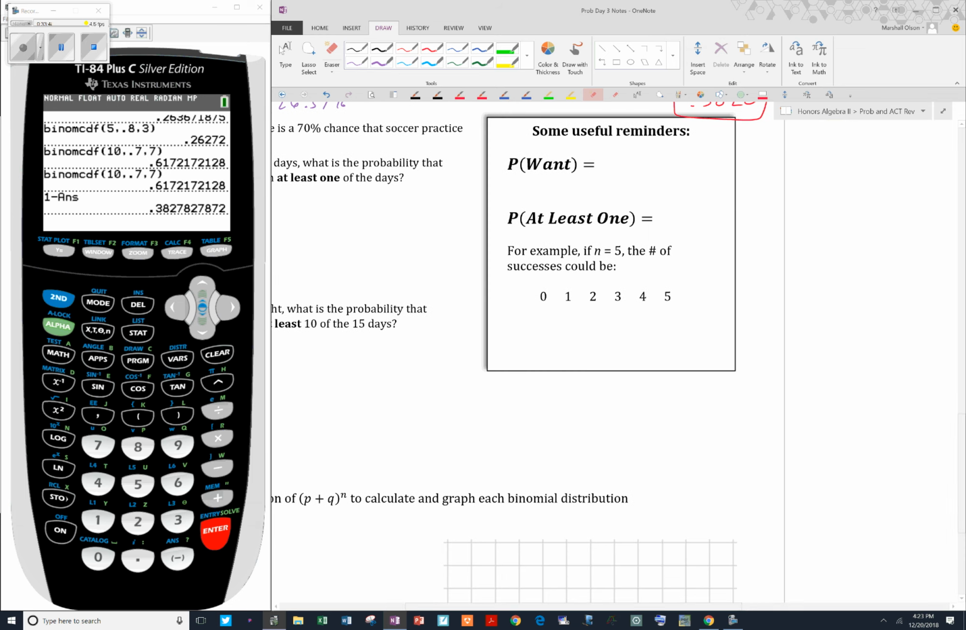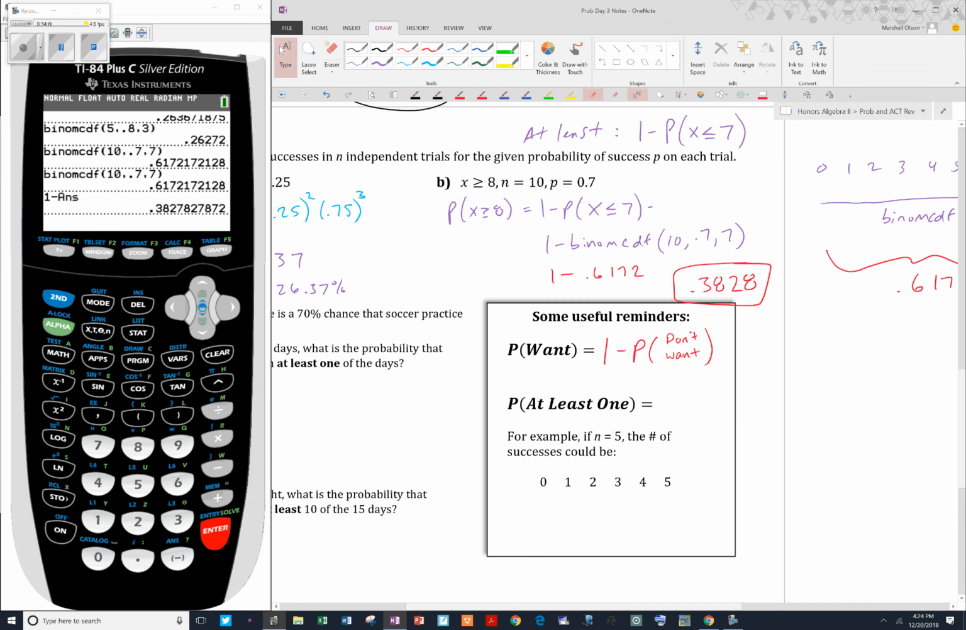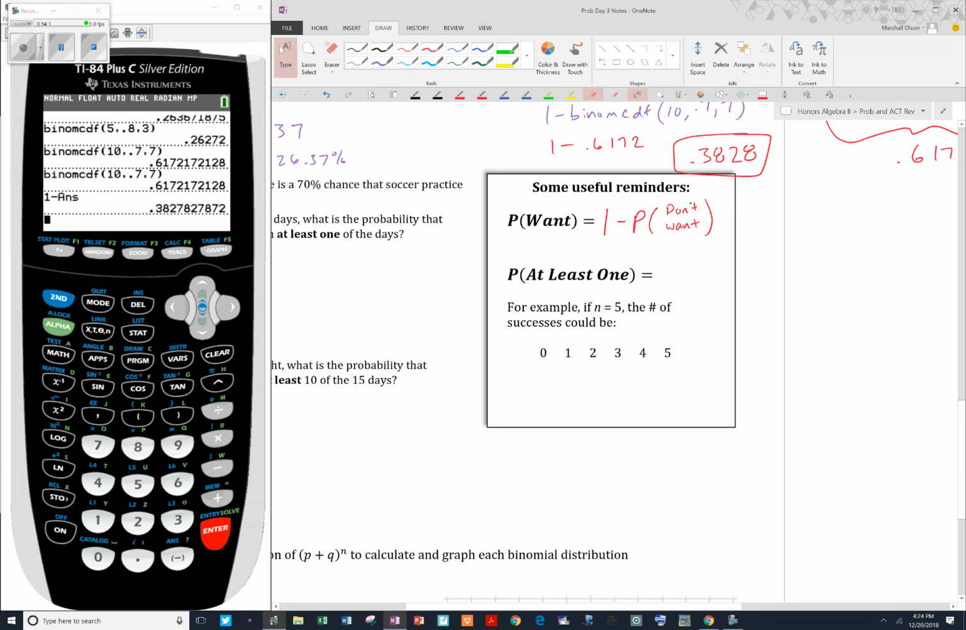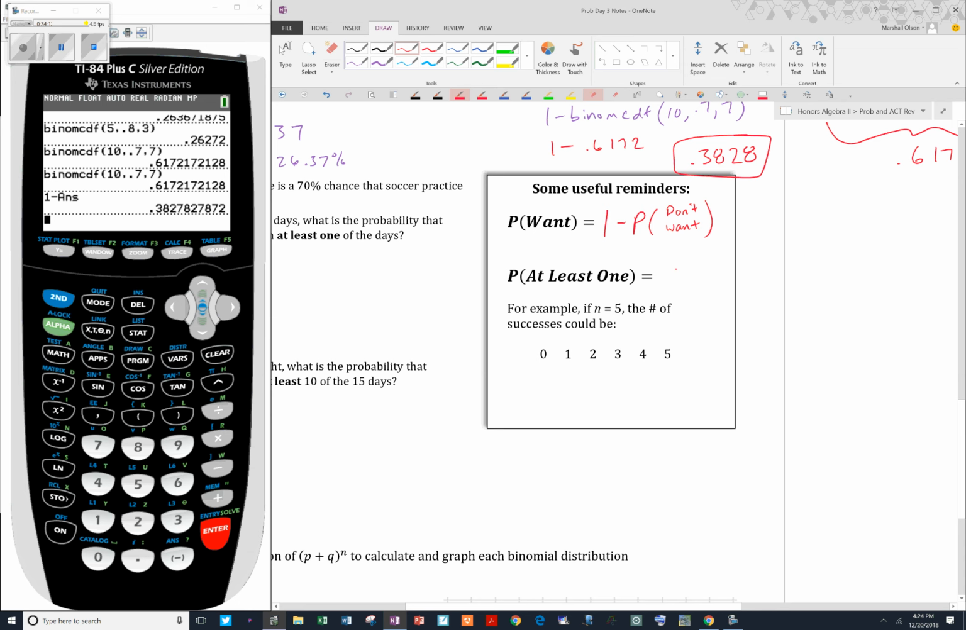All right, so what we just did, I'm going to put on here as our useful reminders. 1 minus the probability of what we don't want is always going to give us the probability of what we want. And this is useful when you're doing problems like this one where it says at least. Okay, this is nice for the at least problem. So the probability of at least something would be 1 minus the probability of what's up to it.